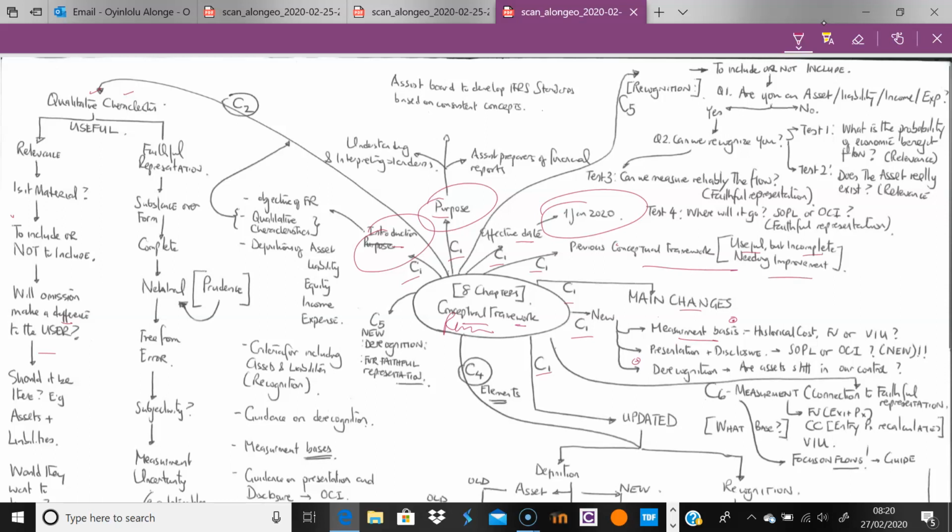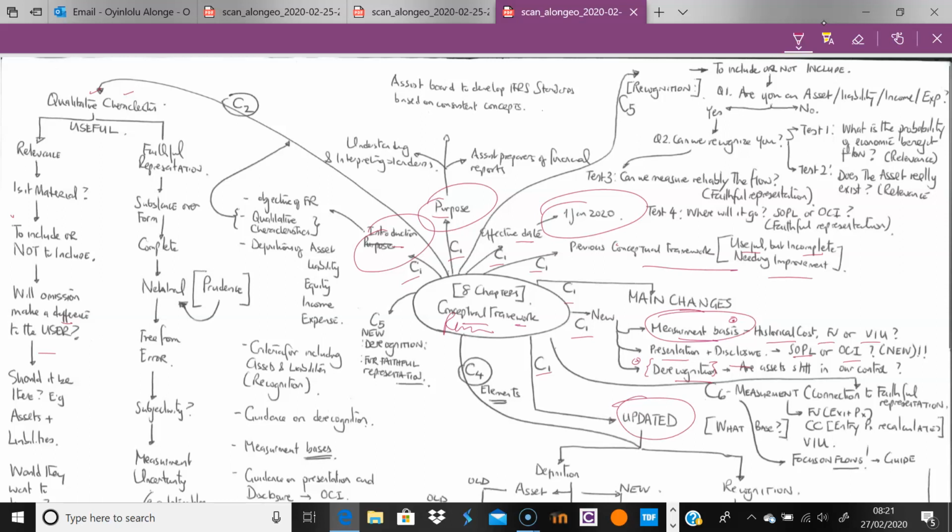Main changes: measurement basis, so a clearer discussion on what the measurement basis should be: historical cost, fair value, or value in use. Presentation and disclosure, a bit more information there as to what we do with information, whether it should go into statement of profit or loss or other comprehensive income, depending, of course, on the driver of that initial entry. Derecognition, more information on derecognition, when assets are still in control and whether or not we should continue to retain them or we should expel them and therefore derecognize them. We see an update as well as to the definitions of assets and liabilities, which we will come back to.